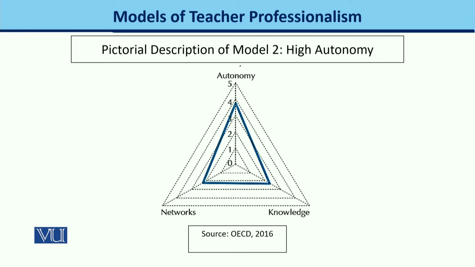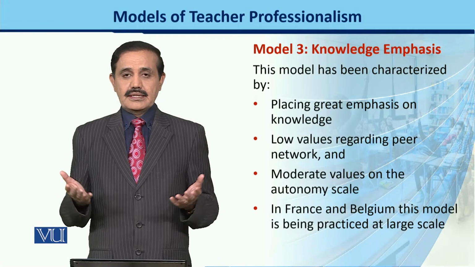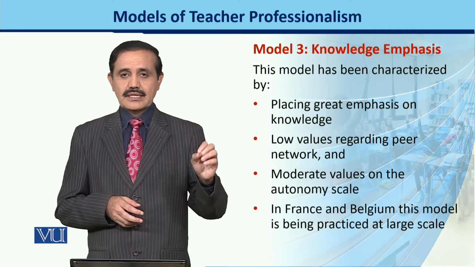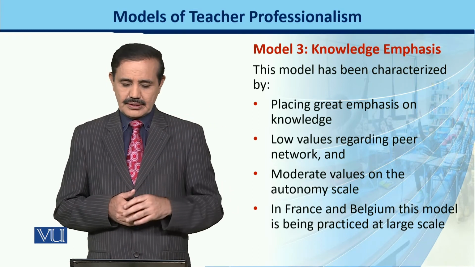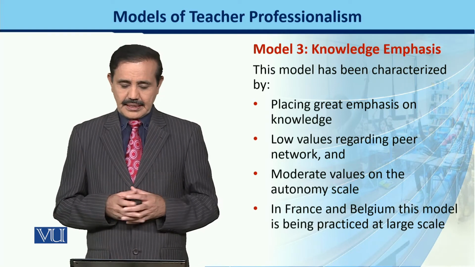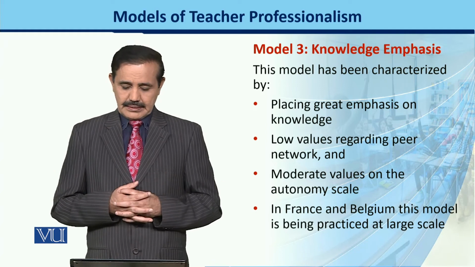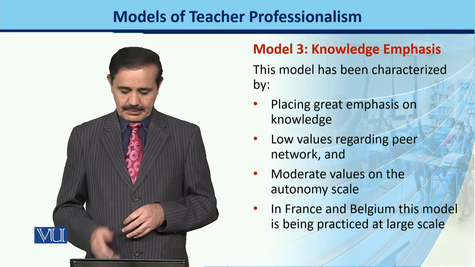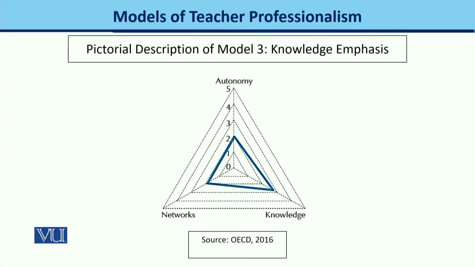Third is knowledge emphasis. Definitely, it is inferred from the meaning. The focus is not on the networks, not on the autonomy. The focus is on the knowledge. They give more focus to knowledge, and the rest are given a moderate level. France and Belgium follow this model. If you see the angle of the knowledge, there is more tilt of the blue-lined triangle towards knowledge.